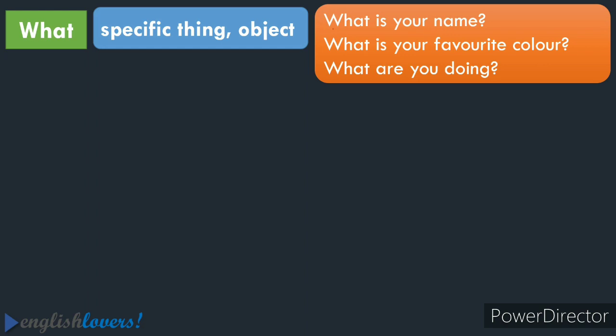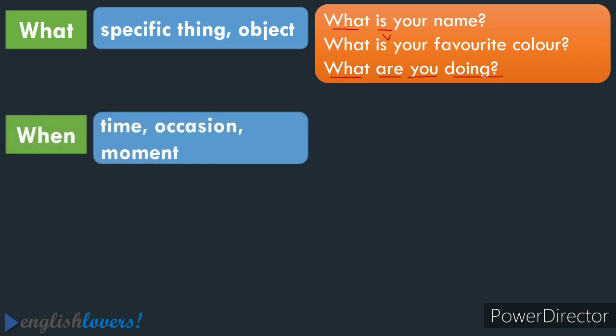See here the structure: WH question word is there and there is a verb. So here also, WH question word, verb is there. See here it is a little bit different. WH question word is there, are is the auxiliary, then you is the subject, and this is the main verb.